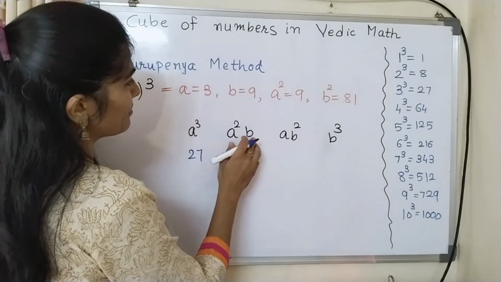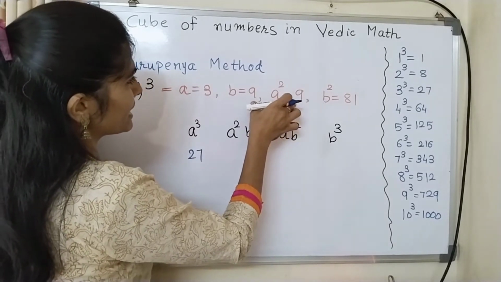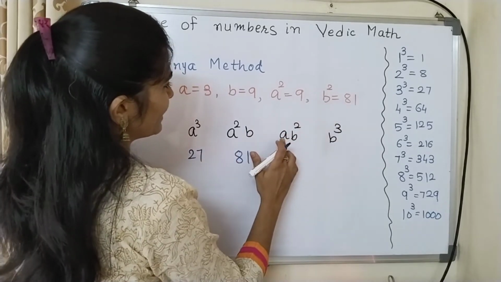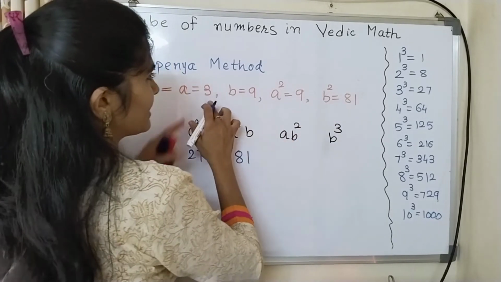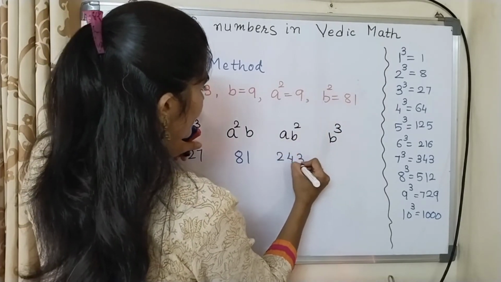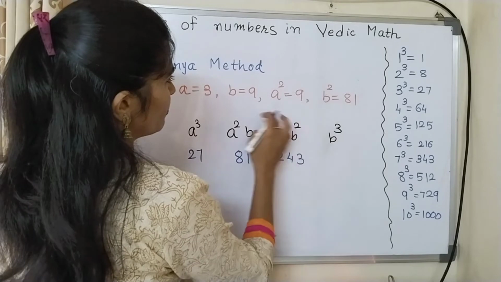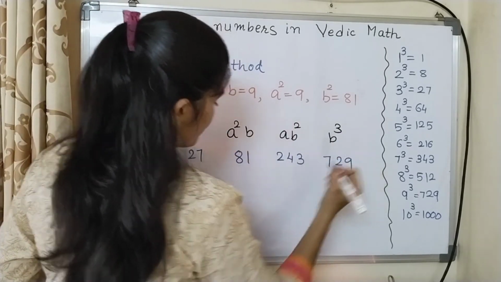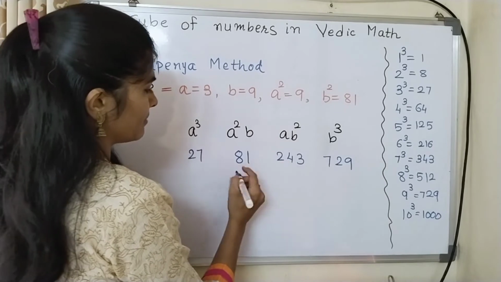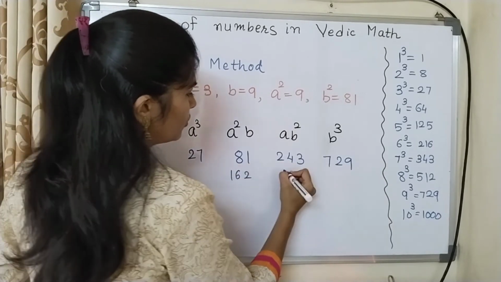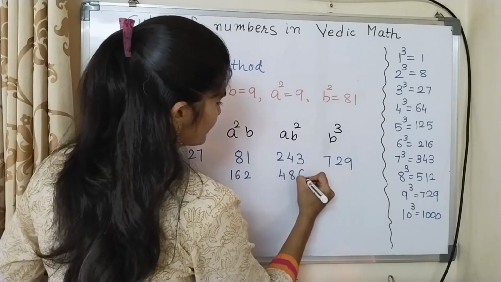Now A square B, A square times B, 9 times 9, which is 81. Now I need to write A times B square. A times B square, 3 times 81, so I can say 243. Then B cube, it means cube of 9, which is 729. Now I need to double them. If I double it, these will become 162 and this will become 486.